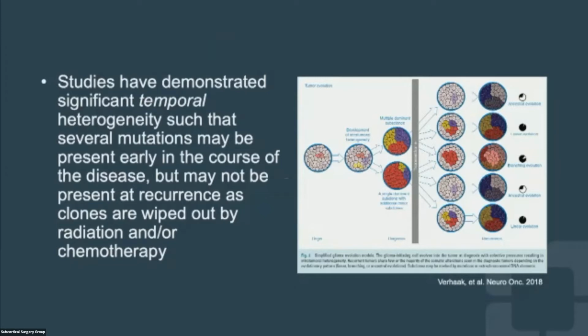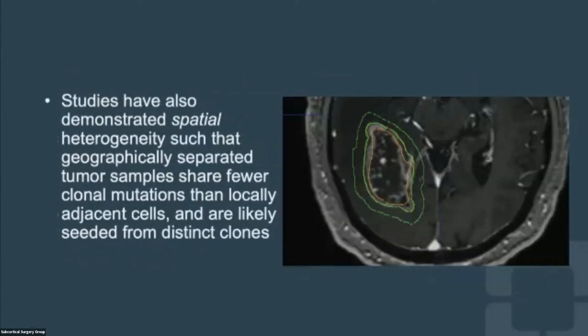So for the temporal, as you can see, when you treat the tumor, you treat whatever was responsive to the treatment. So another subgroup of cells dominates for the recurrence. And as it was very nicely shown in the previous talk, you're going to get 3 different tumors if you do 3 different surgeries.